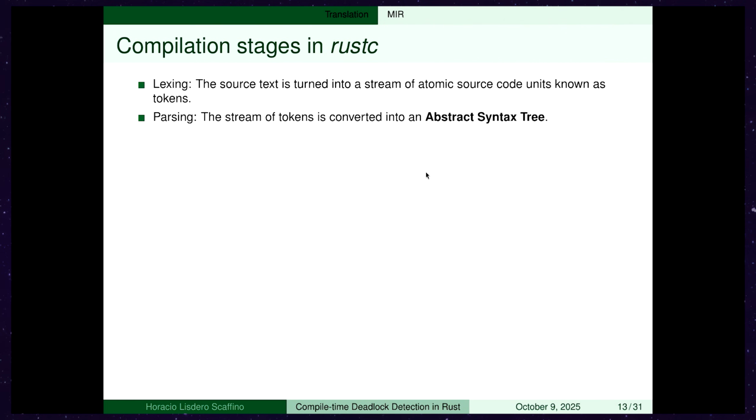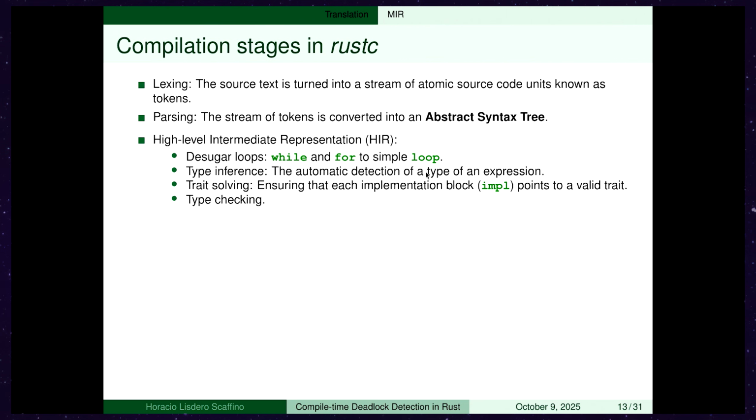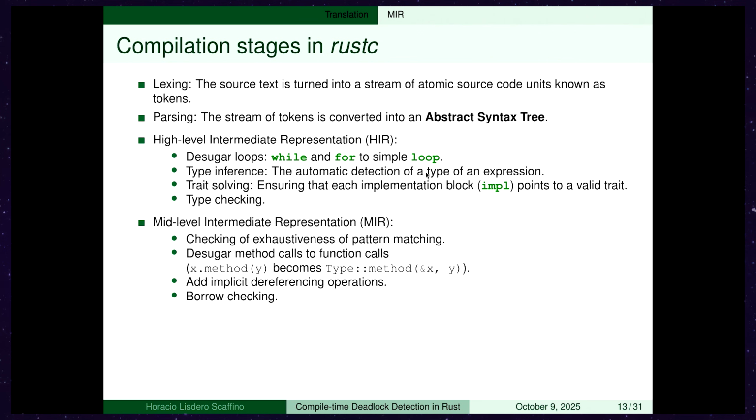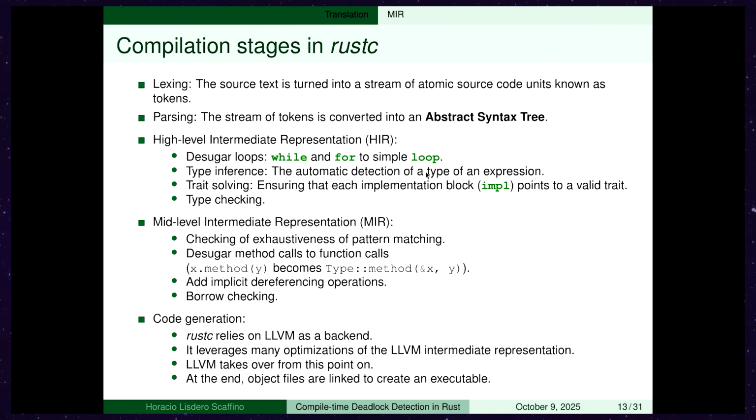So the compilation in rustc has different stages, different internal representations that are used through the process. First, we have lexing and parsing, converting the tokens, building the abstract syntax tree. Then we have the high-level intermediate representation. We go to simpler and simpler versions of the Rust programming language. And finally, we get to the code generation part, when rustc generates the LLVM intermediate representation, and LLVM takes it from there and generates the executable.